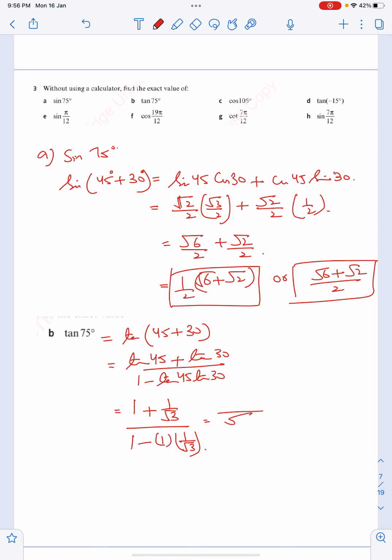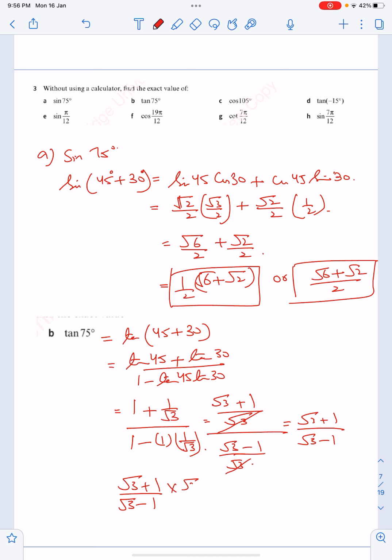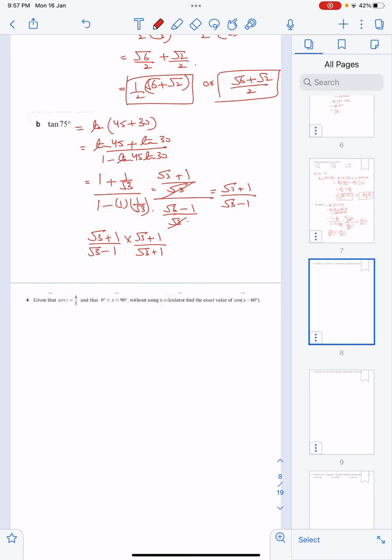If I simplify this, if I take out the LCM of the numerator, I will get root 3 plus 1. If I take out the LCM of the denominator, root 3 is the LCM, so it will be root 3 minus 1. I can cancel this out with this, and I will be left with root 3 plus 1 upon root 3 minus 1. Okay. If I want I can simplify it further. So if I rationalize the denominator, I have to multiply it by root 3 plus 1 upon root 3 plus 1.